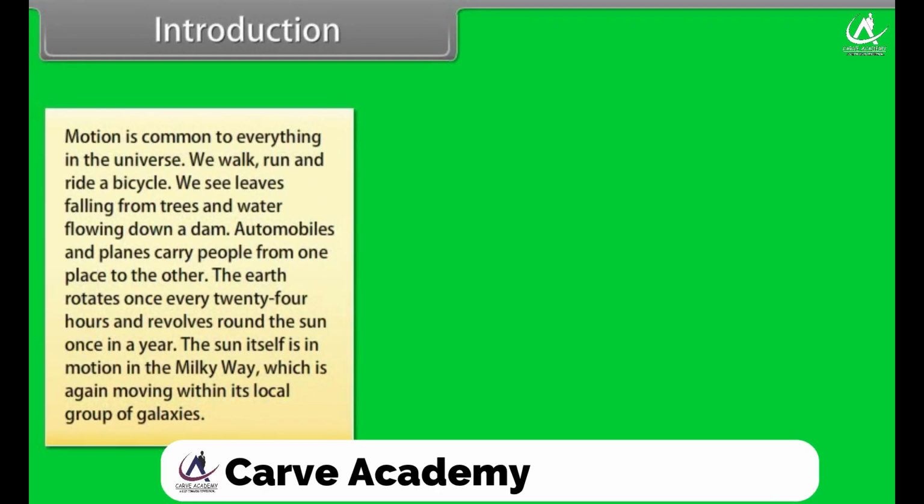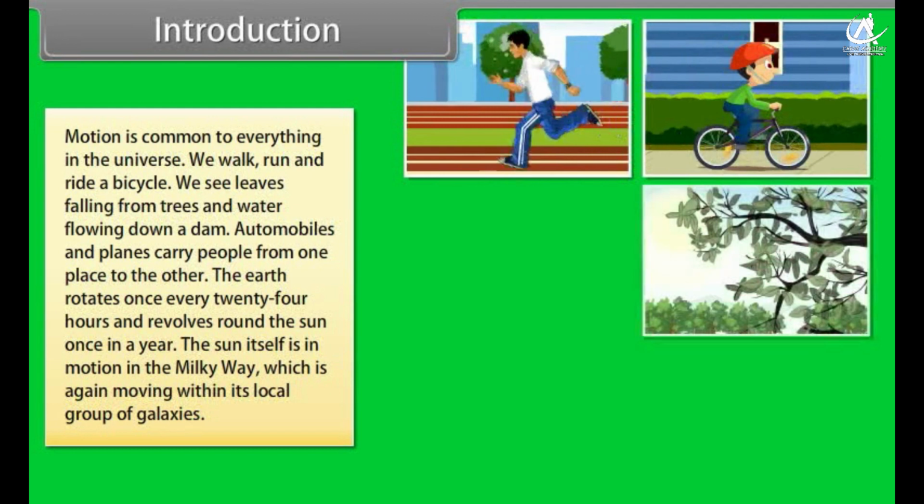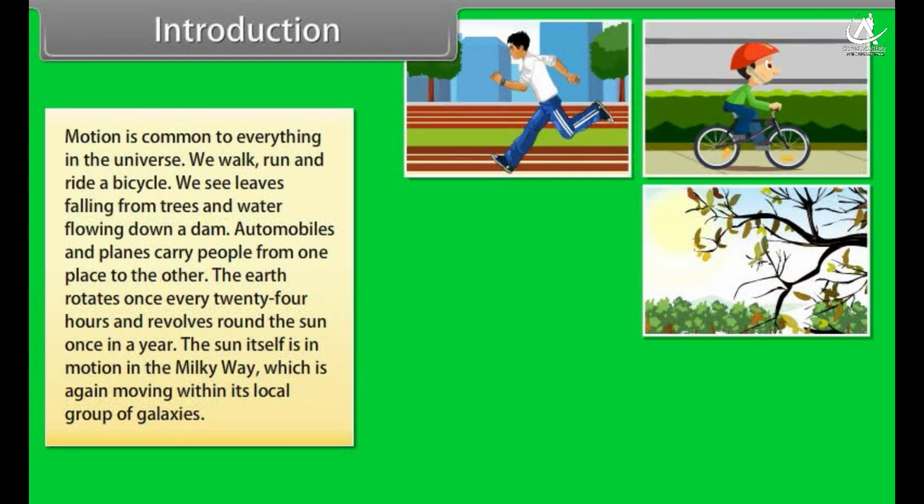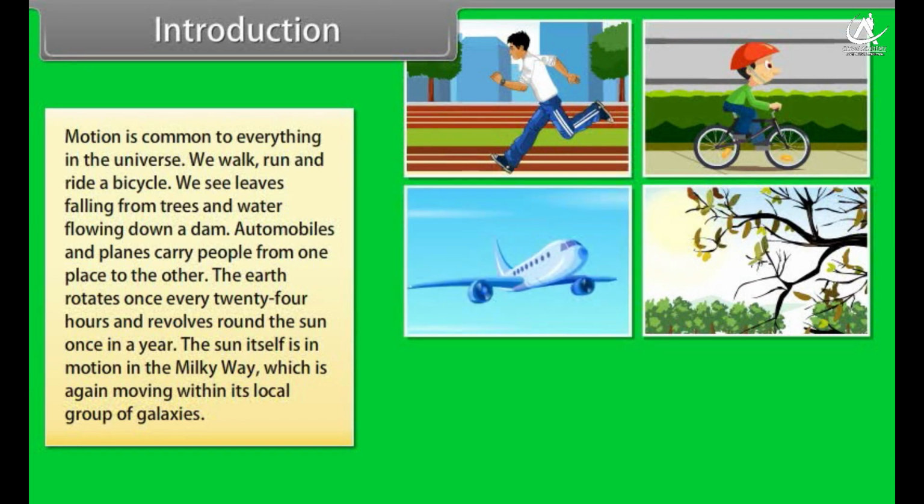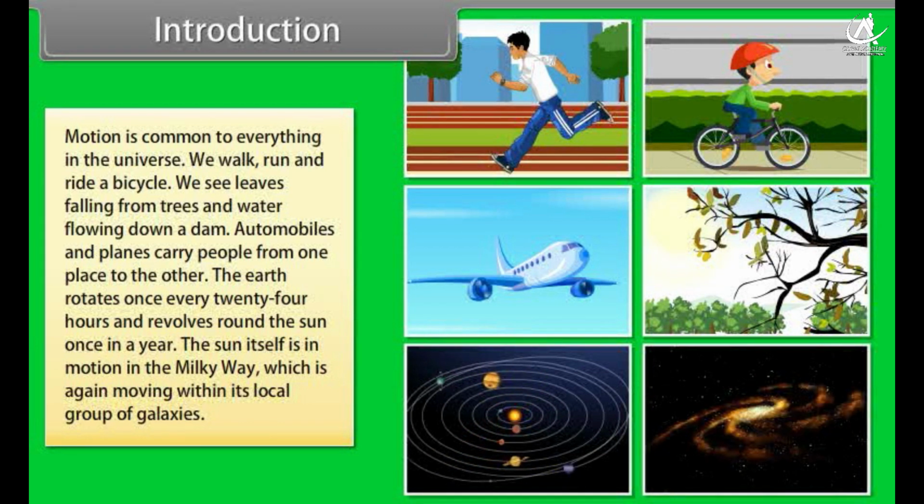Motion is common to everything in the universe. We walk, run, and ride a bicycle. We see leaves falling from trees and water flowing down a dam. Automobiles and planes carry people from one place to the other. The earth rotates once every 24 hours and revolves around the sun once a year. The sun itself is in motion in the Milky Way, which is again moving within its local group of galaxies.